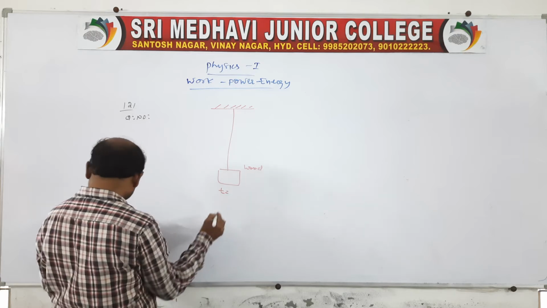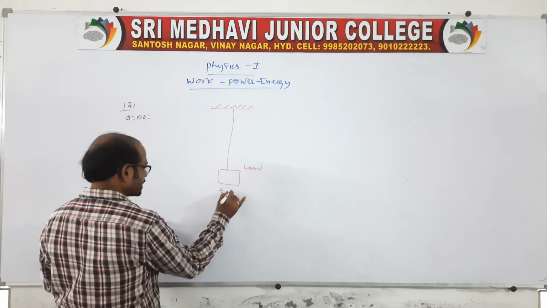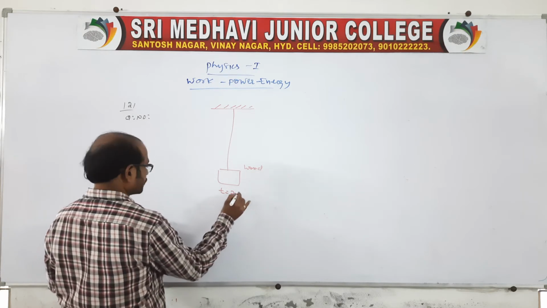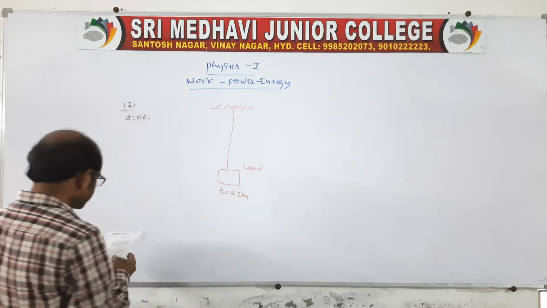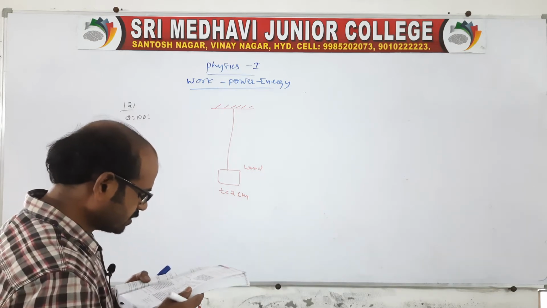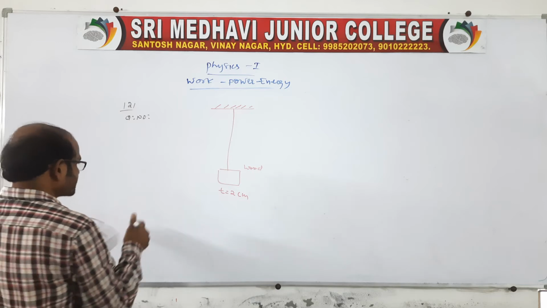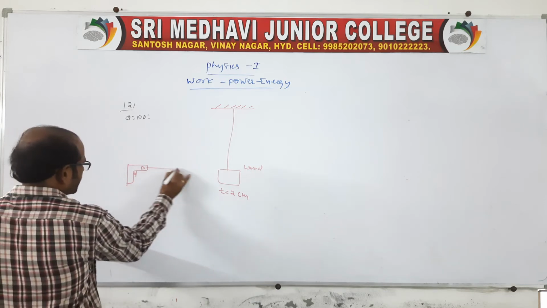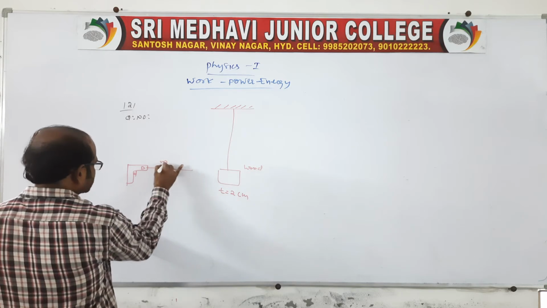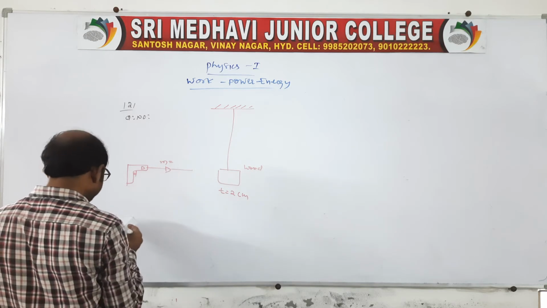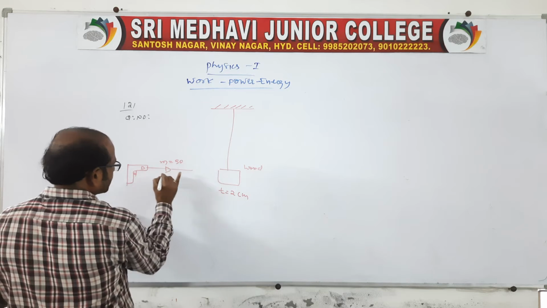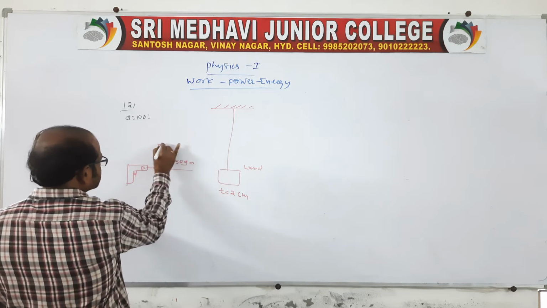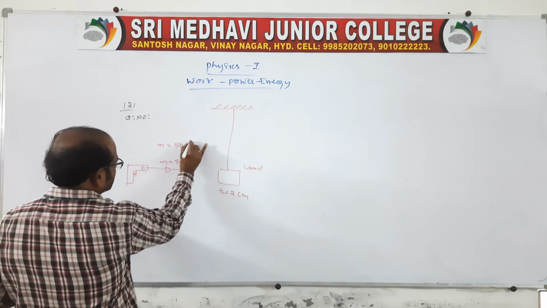For this thickness, I think 2 centimeter is given. Yes, of course, 2 centimeter. Now the bullet's mass is given. A policeman fires a gun, and the bullet of mass is given. How much is the mass? 50 gram. Mass is equal to 50 into 10 power minus 3 kg.